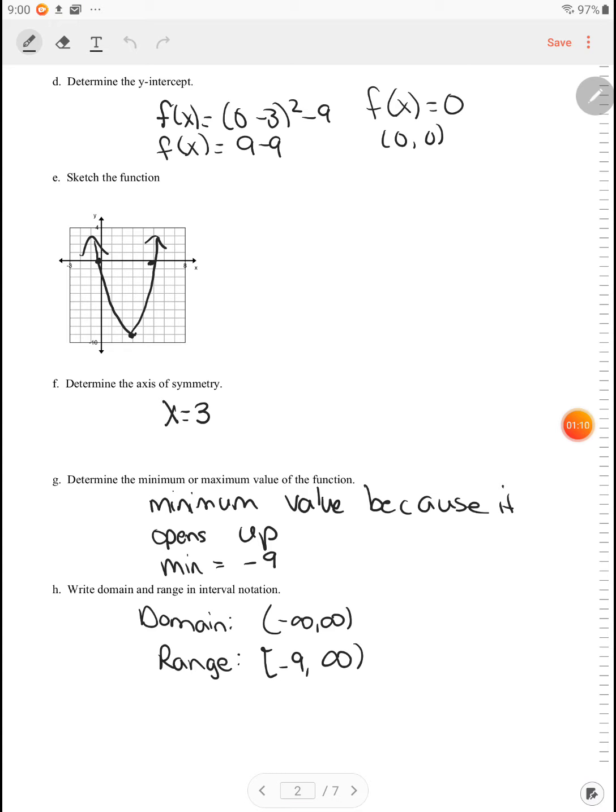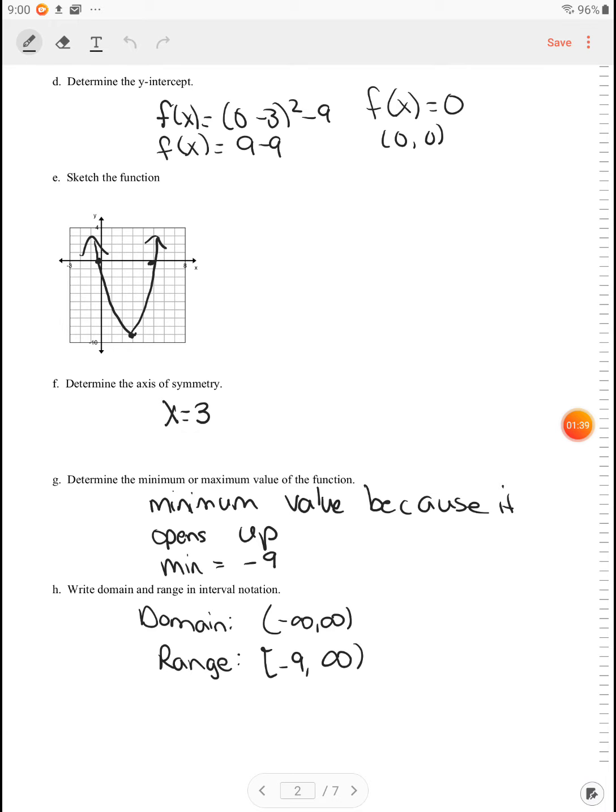To determine the y-intercept, you let x equal 0 and plug it in. So (0 minus 3) quantity squared is 9, minus 9 is 0. So the y-intercept is the point (0, 0). And then to sketch the function, I plotted the points (0, 0), (6, 0), and the vertex, which was (3, negative 9).